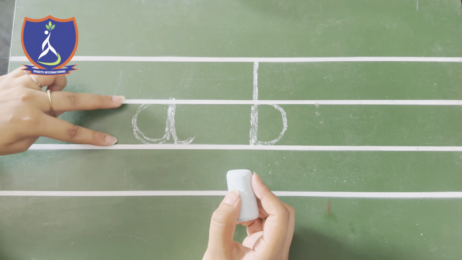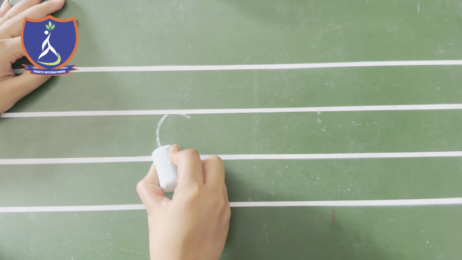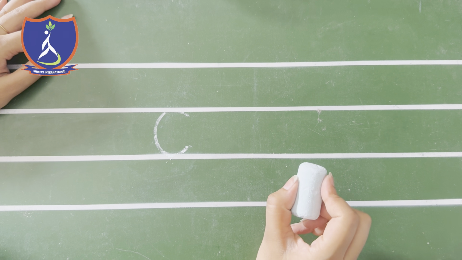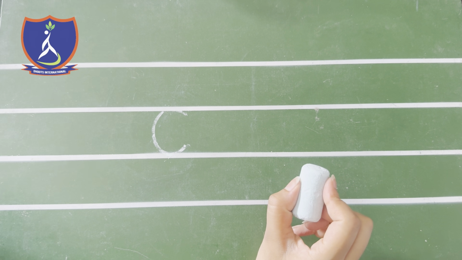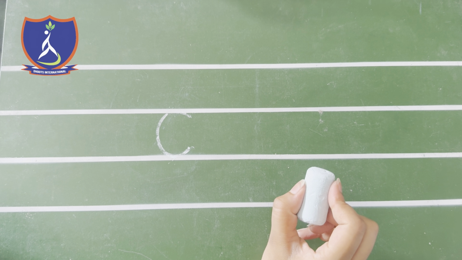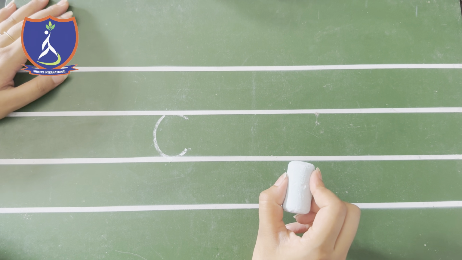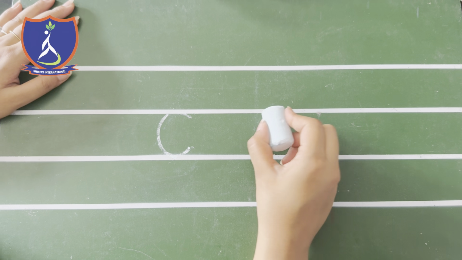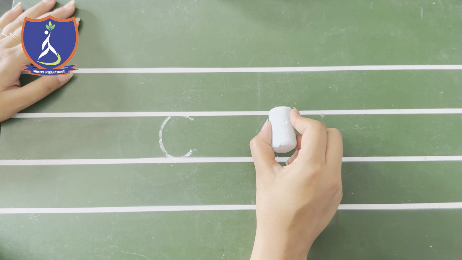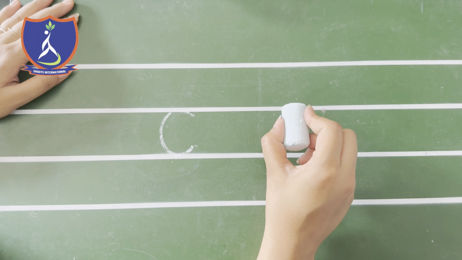The next letter is letter K. This is the letter K. K from your throat. Put your finger on your throat and say the letter K. Right? Then the next letter is D. What comes after K? D.